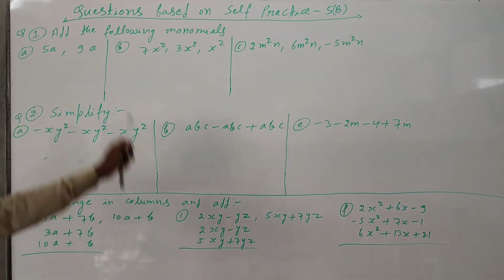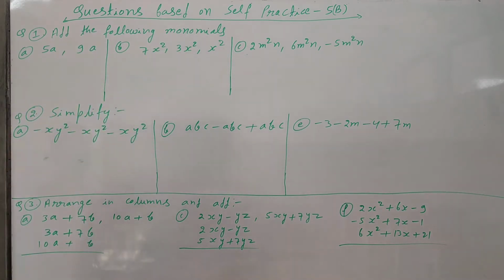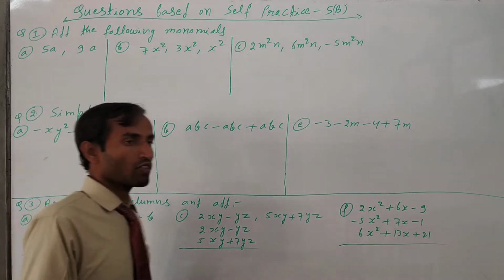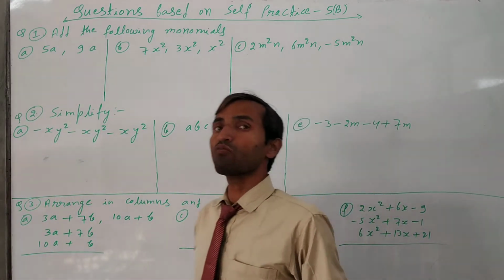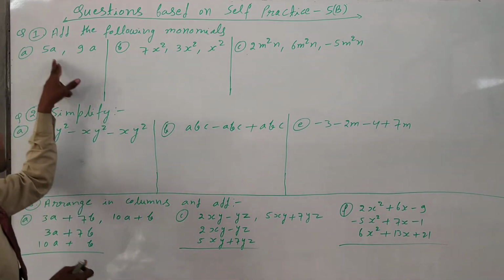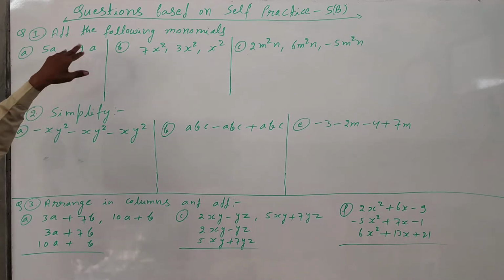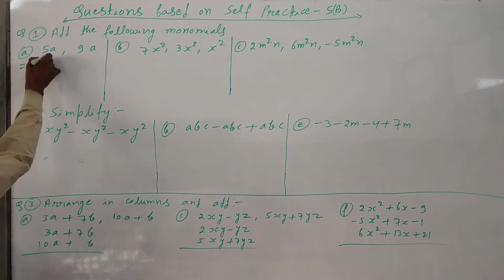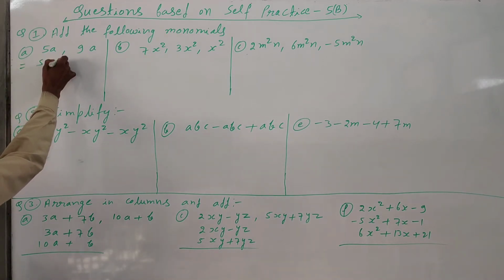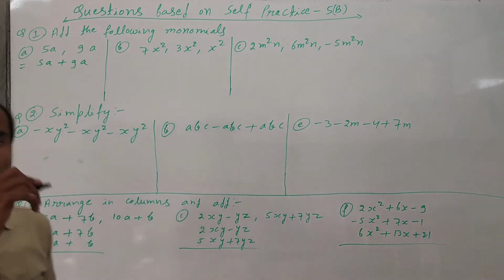Just see here, the question is given: add the following monomials. Here monomial means only one term; an algebraic expression which has only one term is called a monomial. So this one is one monomial and this is the second monomial. We have to add both monomials. How will we add? For that, just directly write it like this: 5a plus 9a. In place of the comma, just put a plus.